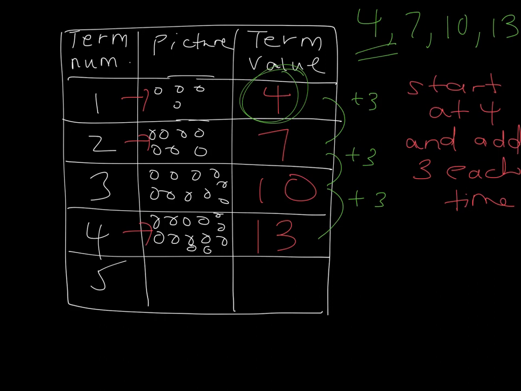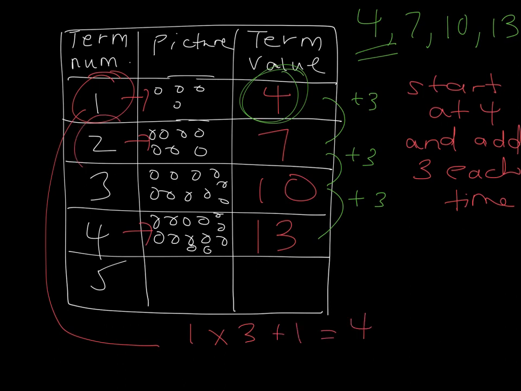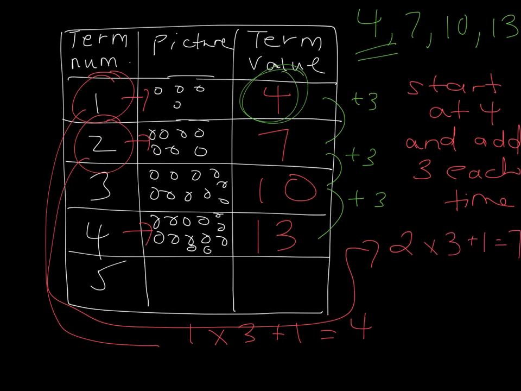Another way to look at this pattern is that the value of each term is 1 more than 3 times the term number. So for example, the term number is 1 for the first one. I'm just going to do it down here. 1 times 3 is 3, plus 1 is 4. Okay, if you take the second term number, I'm just going to draw an arrow over here. The term number times 3 equals 6, plus 1 equals 7.